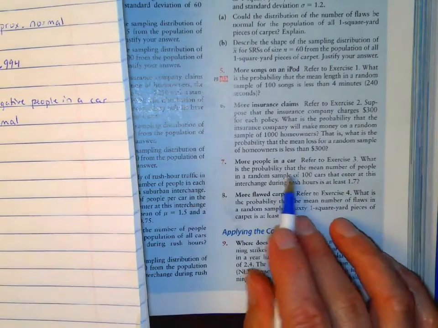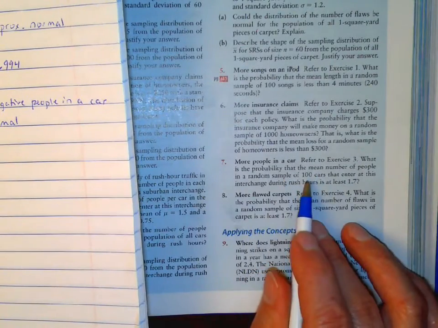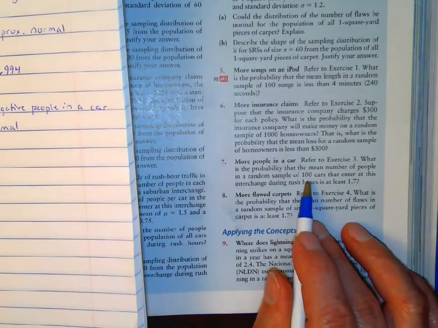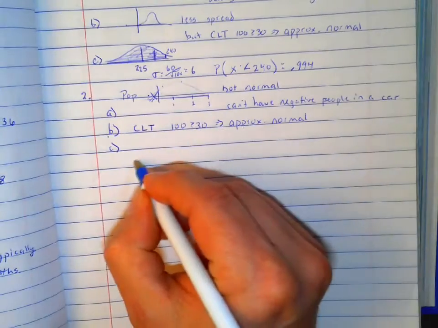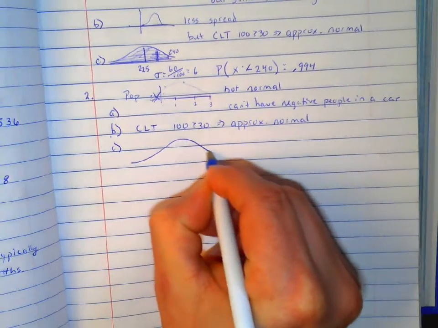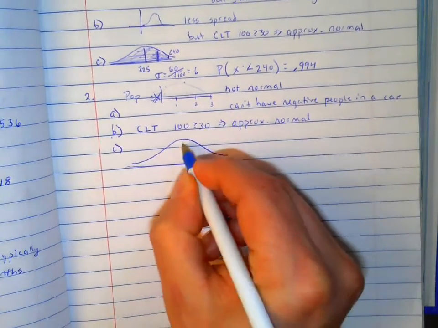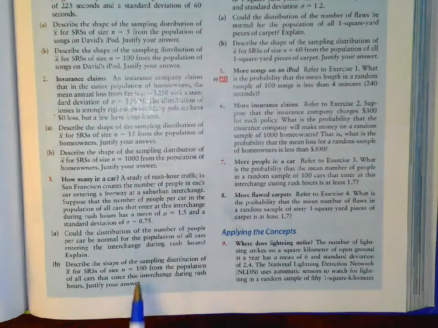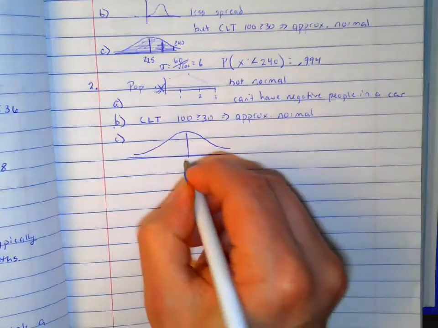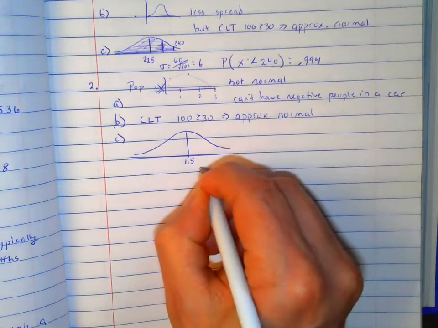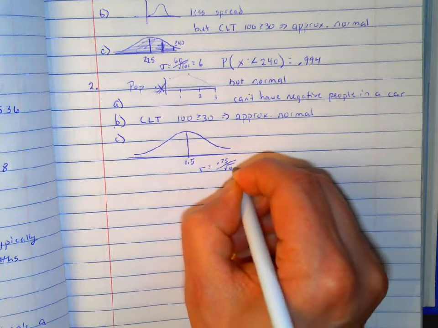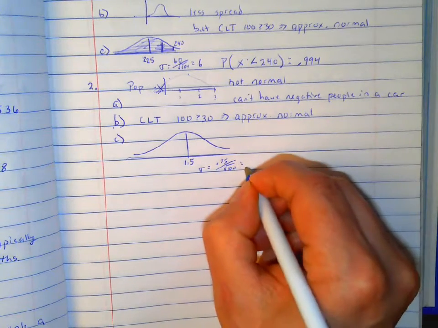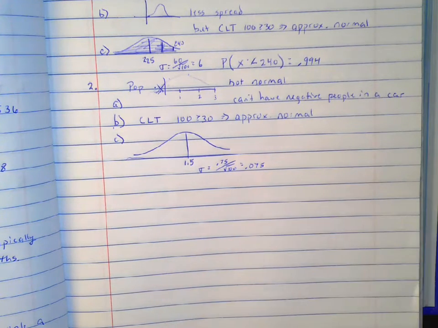What is the probability that the mean number of people in 100 cars that come through will be at least 1.7? Okay, so let's think about it. We said if it's 100, we know it's going to be approximately normal. Our mean is 1.5 people in every car, and the standard deviation is 0.75 divided by the square root of 100 people, which is 0.075.